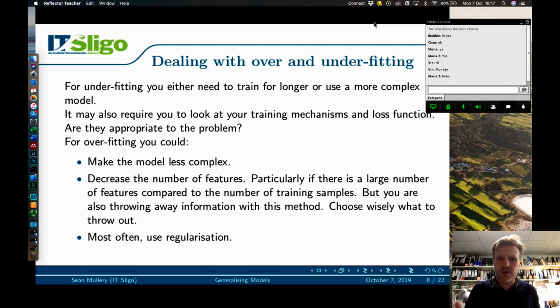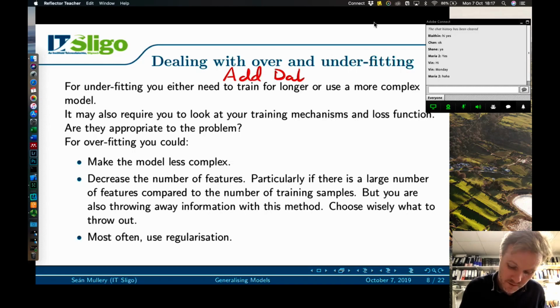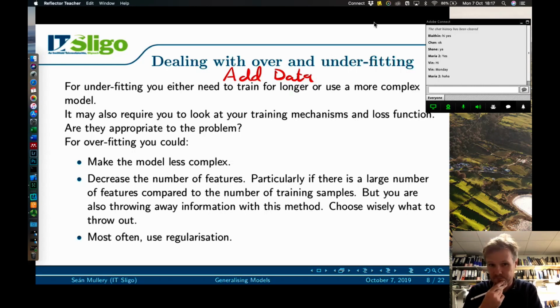So what you can do is add data. I don't think I've actually written that down there, but if you can add data, that's a good thing for underfitting. That'll help the situation. Or you can go for a more complex model as well. If it's clearly bottoming out and not getting any further, you can maybe try a more complex model. You may also be required to look at your training mechanisms. Are your training mechanisms appropriate to the problem? Is the loss function appropriate to the problem?